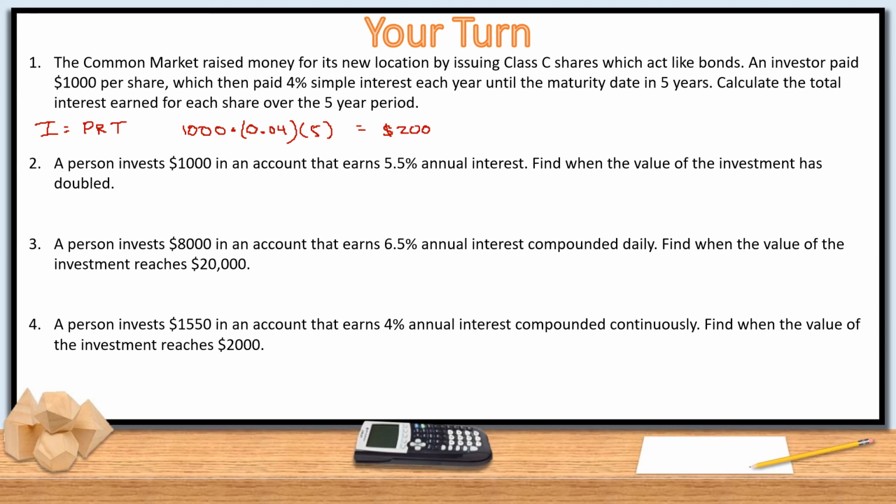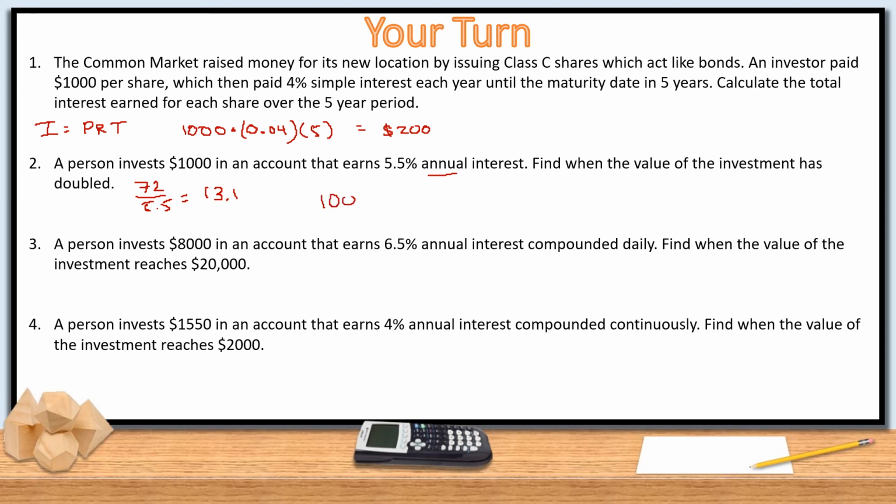All right, question number 2. A person invests $1,000 in an account that earns 5.5% annual interest. So it's only going to be compounded once. Find when the value of the investment has doubled. Now you could use the rule of 72 here. You could just say 72 divided by 5.5. It should take about 13.1 years, but let's actually calculate it and see what we get.